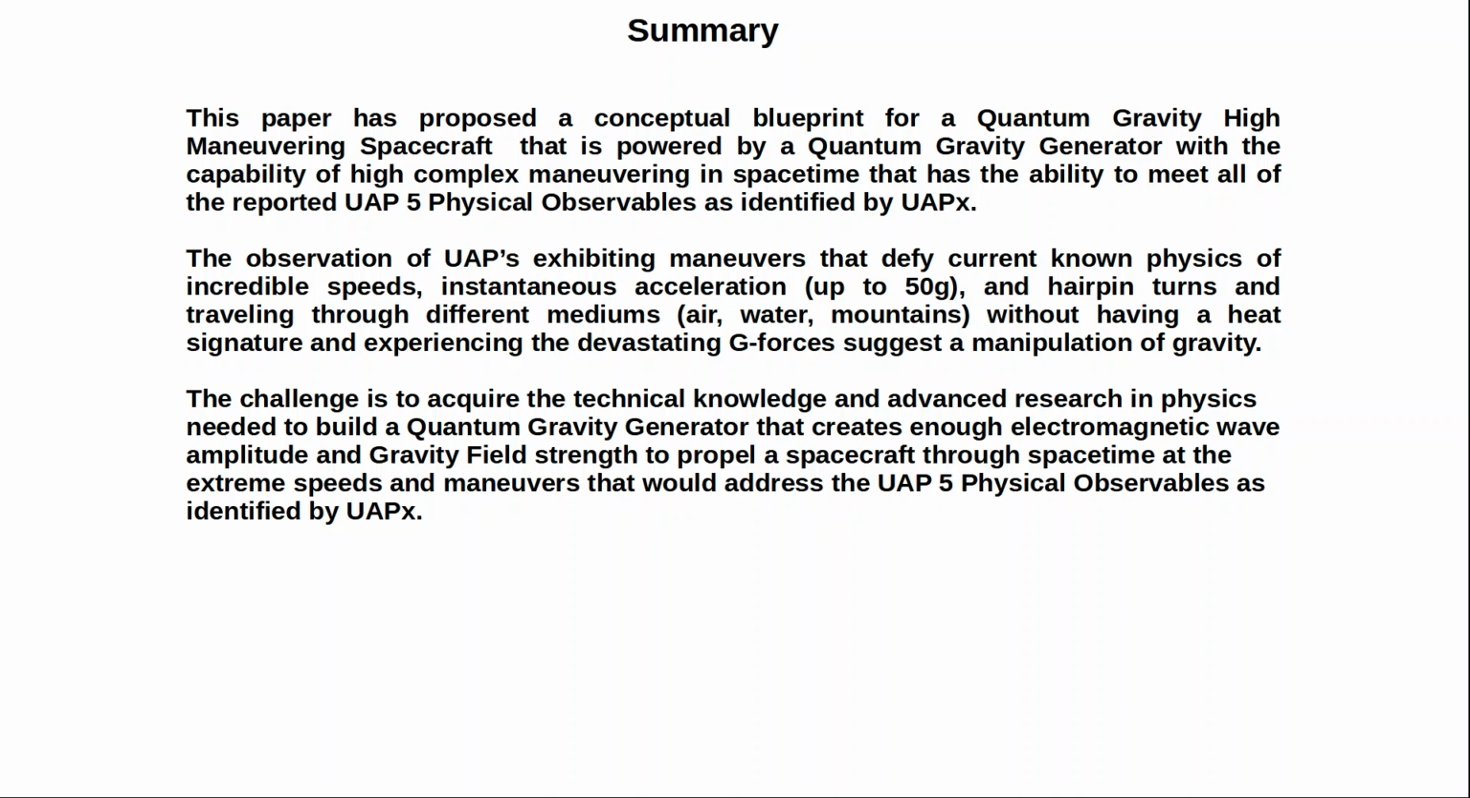So, in summary, this paper has proposed a conceptual blueprint for a quantum gravity high maneuvering spacecraft that is powered by a quantum gravity generator, with the capability of highly complex maneuvering in space-time that has the ability to meet all of the reported UAP-5 physical observables as identified by UAPx. The observation of UAPs exhibiting maneuvers that defy current known physics, incredible speeds, instantaneous acceleration up to 50 Gs, hairpin turns, and traveling through different mediums, air, water, solids, mountains, without having a heat signature and experiencing the devastating G-forces, suggests a manipulation of gravity.